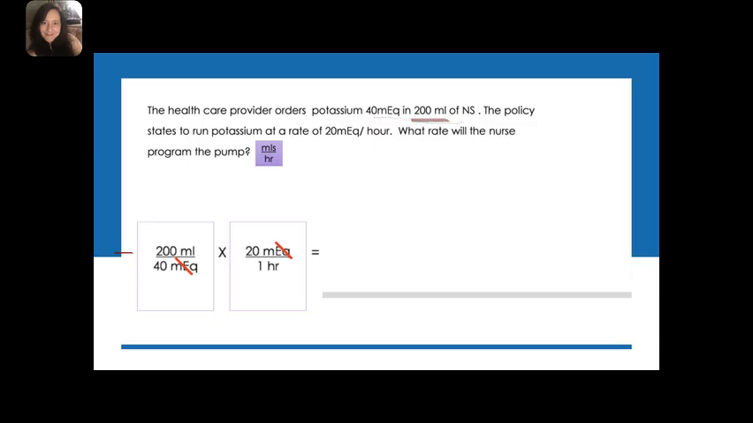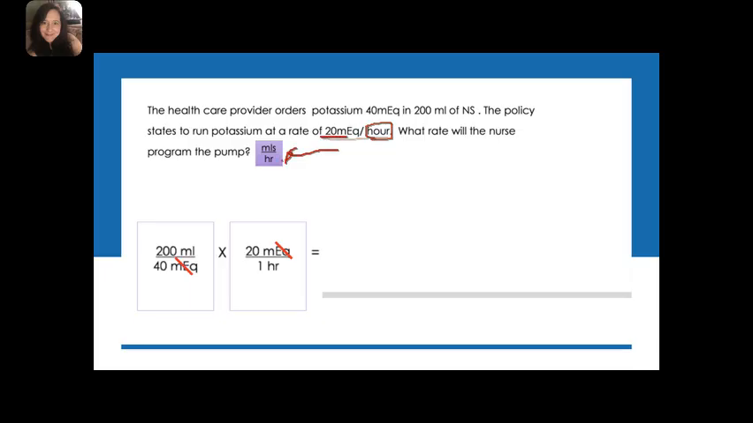Now, I like the mils in the numerator. I do not like milliequivalents, so I'm going to look to see what else I can do to cancel that. It works out really nicely in this particular case because I have a potassium rate of 20 milliequivalents per hour. So I see right away that hour is important to my answer, right? I need that hour in the denominator.